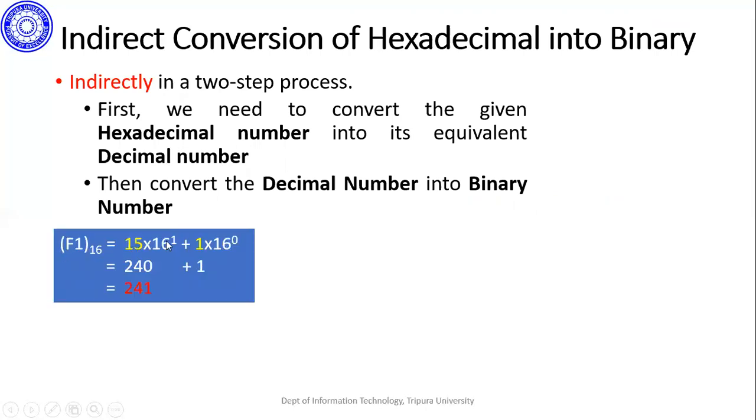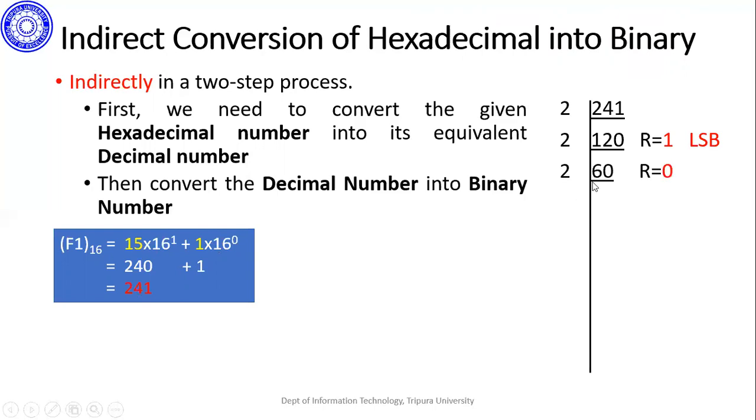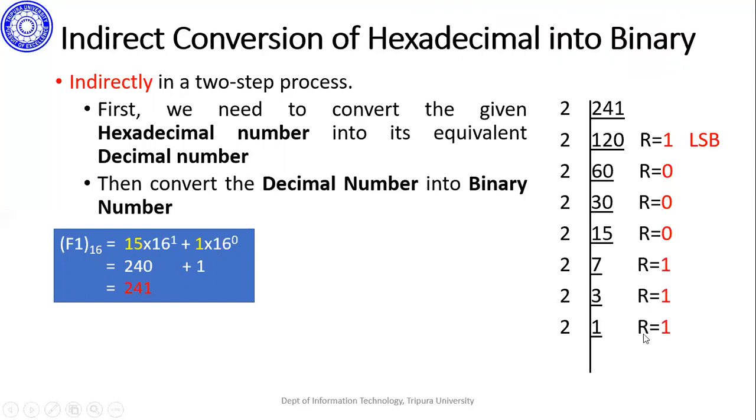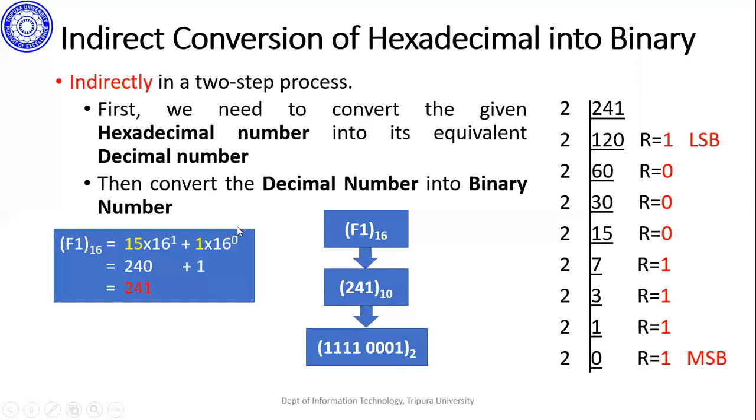So F1 is 15 into 16, plus 1, which is 241. And how to do that? For decimal to binary, we go for successive divisions. 241 divided by 2 is 120 remainder 1, 60 remainder 0, 30 remainder 0, 15 remainder 0, 7 remainder 1, 3 remainder 1, 1 remainder 1, and the last one is 0 remainder 1. This is the MSB, this is the LSB. You write it down. So this is how F1 is converted to 241, and this 241 is converted to 11110001, with this being the MSB and this being the LSB.